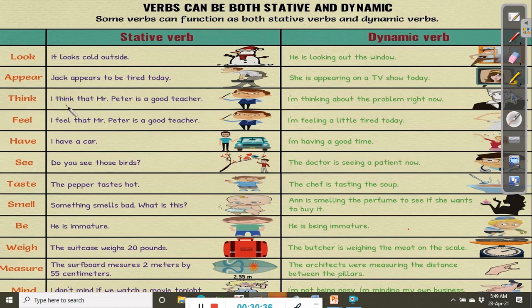The next one is the word think. I think that Mr. Peter is a good teacher. The verb think can be used in its stative form here as a stative verb. But we can also use it as dynamic. I am thinking about the problem right now. It can be used in this dynamic form as a dynamic verb when we use it in this way.